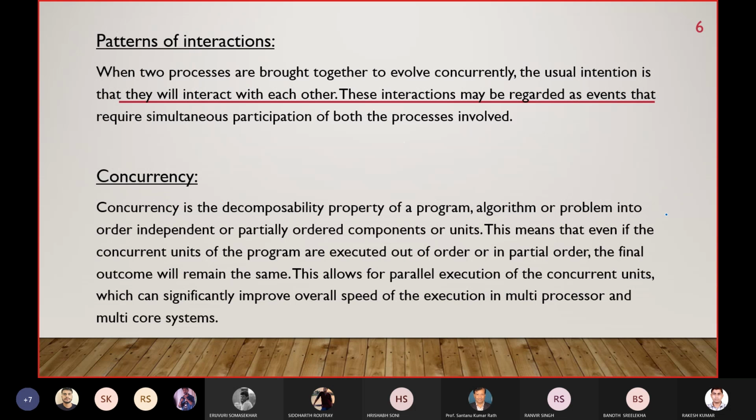Okay. This allows for parallel execution of the concurrent units, which can significantly improve the overall speed of execution in multiprocessor and multi-core systems. So the overall outcome should remain the same if they are executed in the concurrent system.